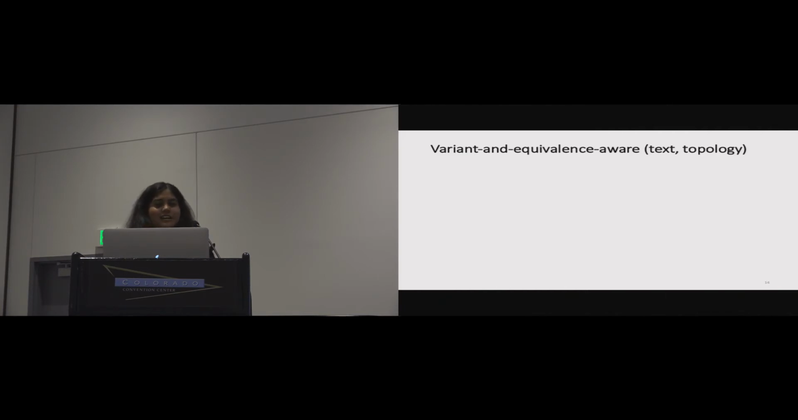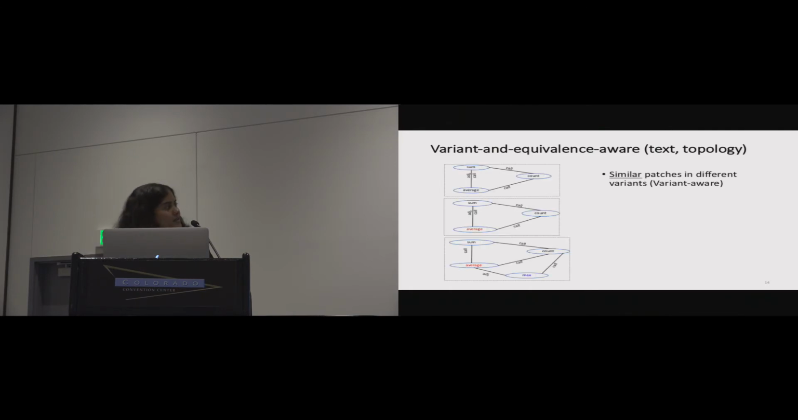So this data model was aware of the fact that there could be similar patches in different variants. Remember this picture that we saw? There are 2 different averages. So we know that the black average and the red average are both averages, even though they've changed and are in different variants, right? So this model was aware of that. And then it knew that some of these patches could be exactly similar across different variants. For example, sum, it is not changed at all. So this is text-based equivalence.